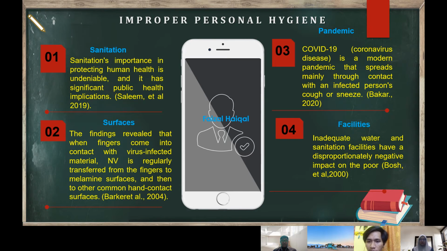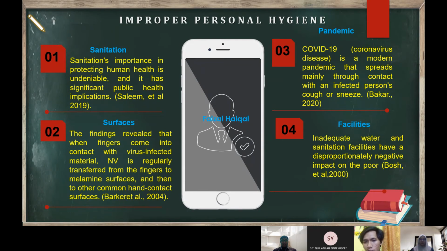Everyone will be easily infected if they encounter a surface that is suspected to have been touched by a positive COVID-19 patient. COVID-19 is a modern pandemic that spreads mainly through contact with an infected person who coughs or sneezes.